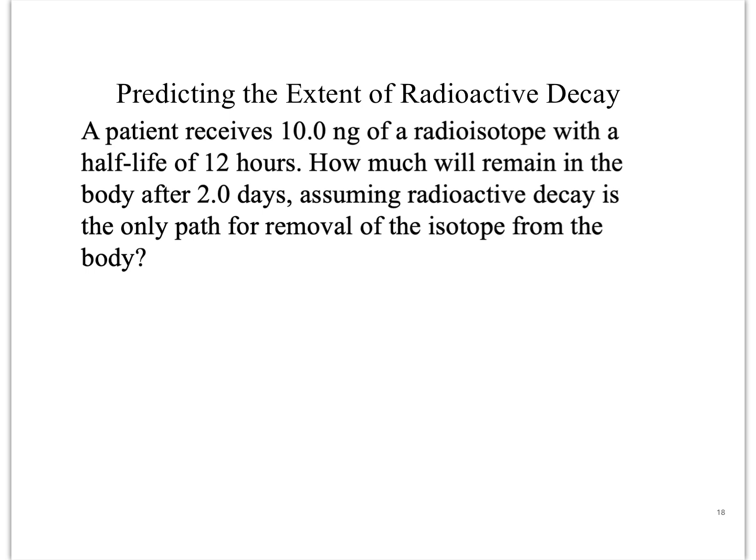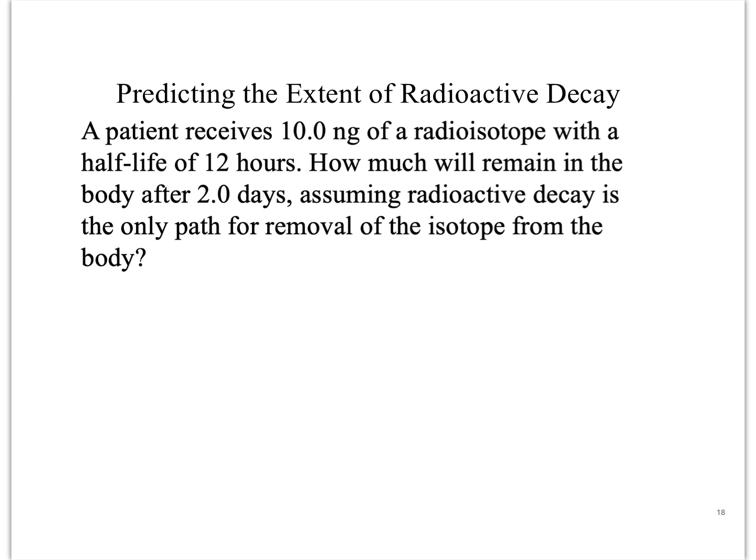Now we are going to use this example to figure out how to predict the extent of radioactive decay. In other words, how much will remain after a certain number of days. So this one is a patient that received 10.0 nanograms of a radioisotope with a half-life of 12 hours. That means after every 12 hours, the quantity will decrease by half. And how much will remain in the body after 2.0 days, assuming radioactive decay is the only path for removal of the isotope from the body?